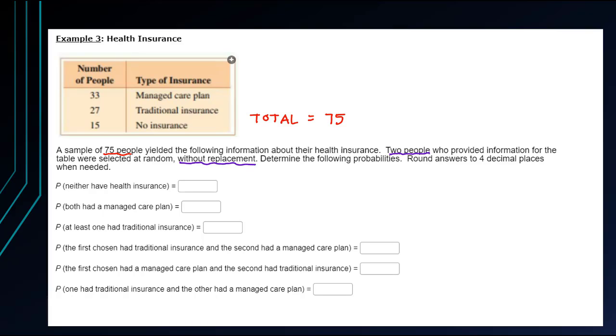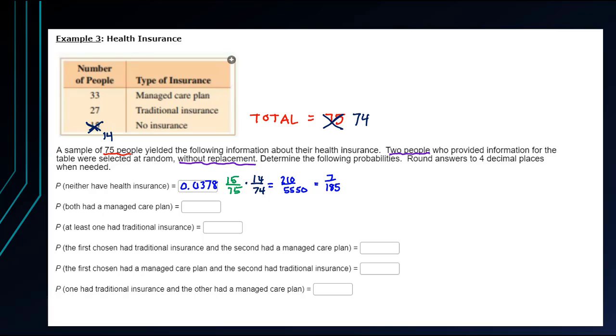And again, we're doing without replacement, 2 people. So 15 out of 75 would be in the first choice, and then 14 out of 74 on the second choice, which gives me a 7 out of 185 when it's simplified, which is 0.0378.